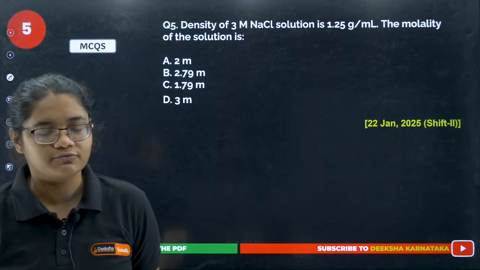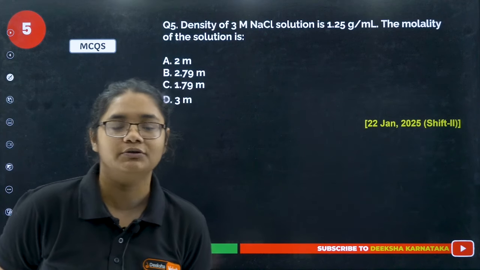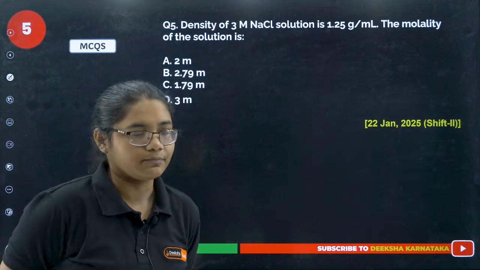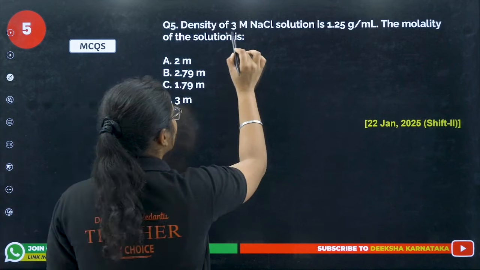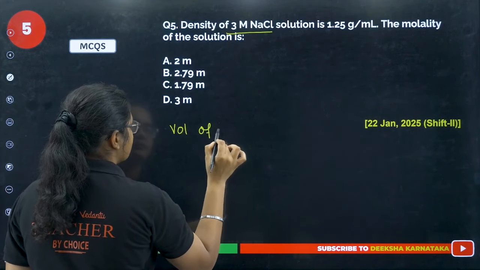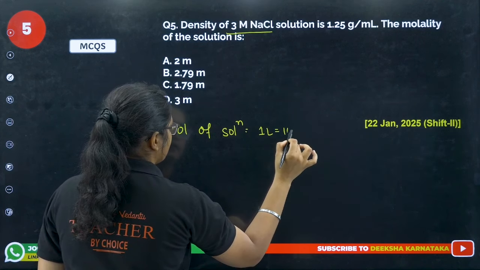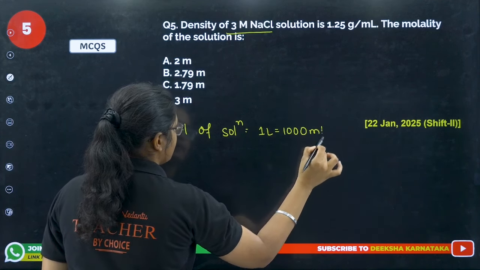Children remember a lot of formulas, but I don't prefer remembering formula for this type of question. You should understand the concept here. Okay. So now just see, 3 molar NaCl means what does that tell me? Volume of the solution is how much? 1 liter, or I can write 1000 ml.